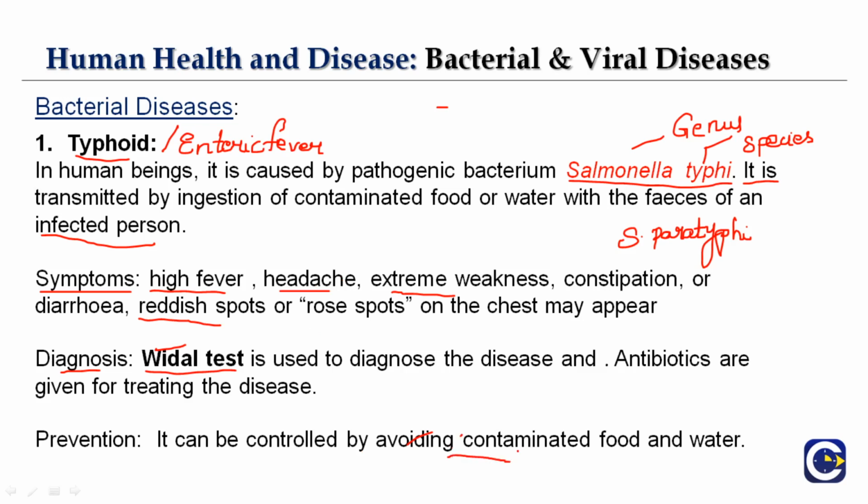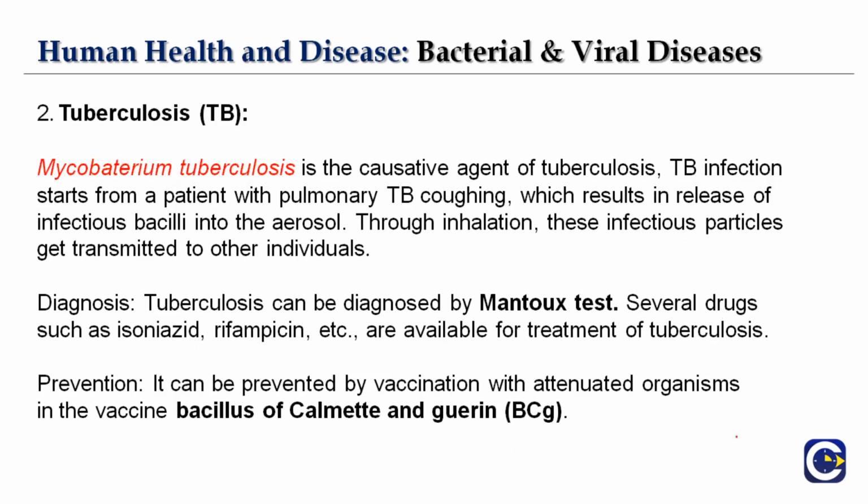Okay, next. So next we are going to discuss tuberculosis, which is commonly called as TB, and the causative agent of tuberculosis is Mycobacterium tuberculosis or tuberculae. It is a causative agent of tuberculosis. TB infection starts from the patient with pulmonary TB coughing. Okay, so they are infected. I mean, this disease is contagious.